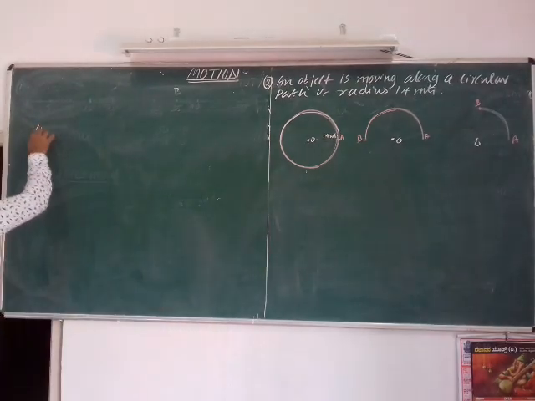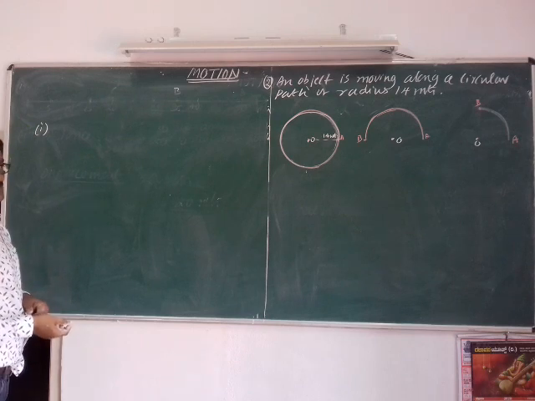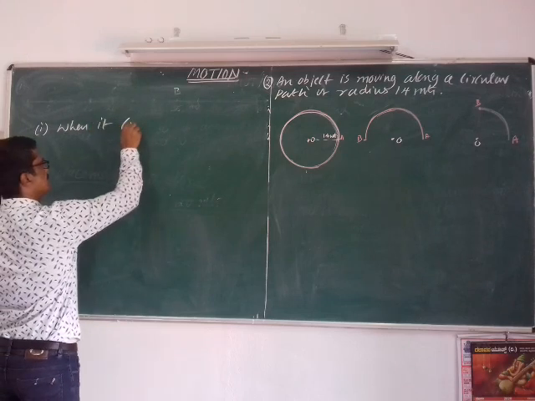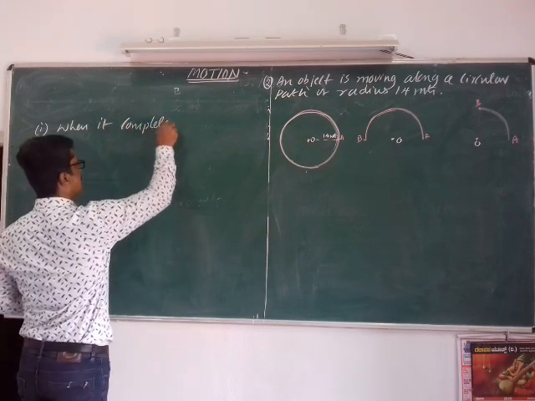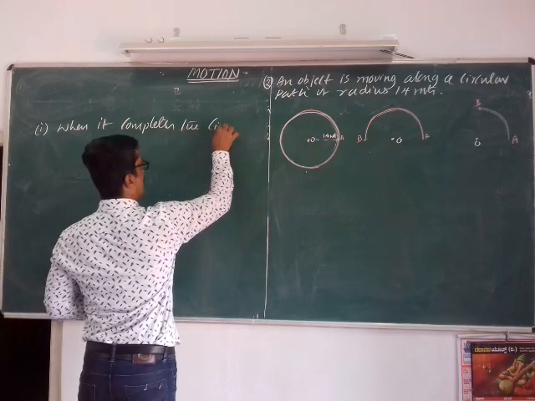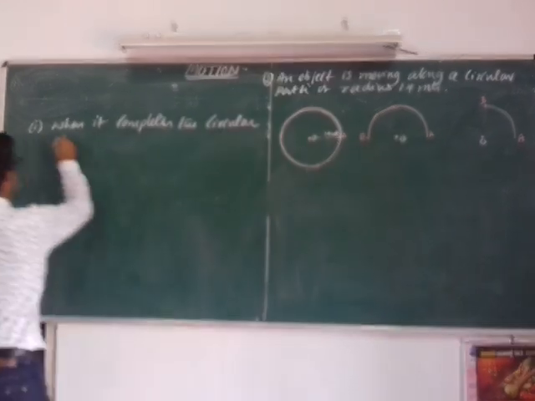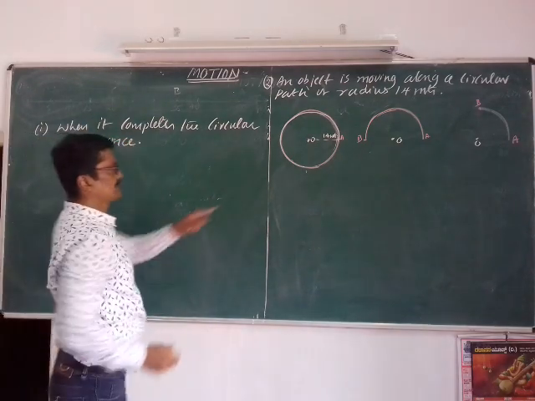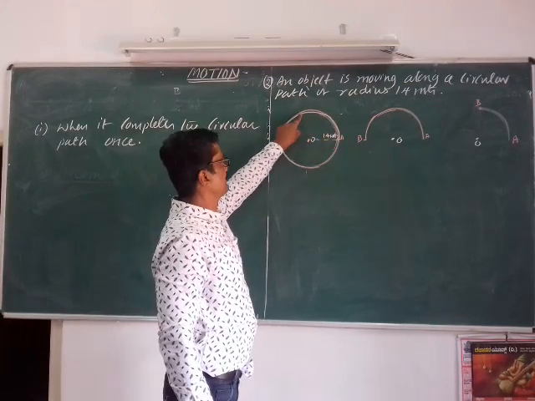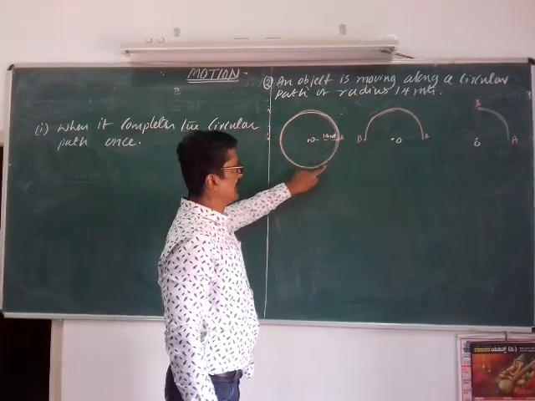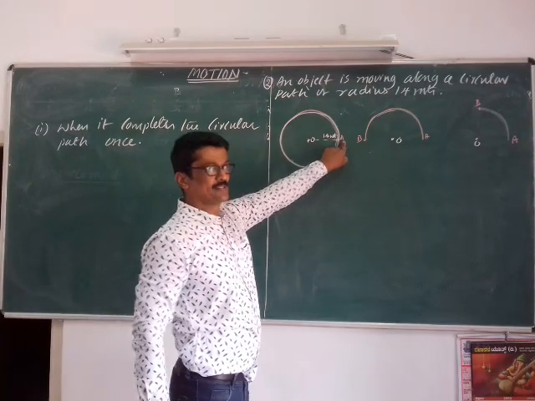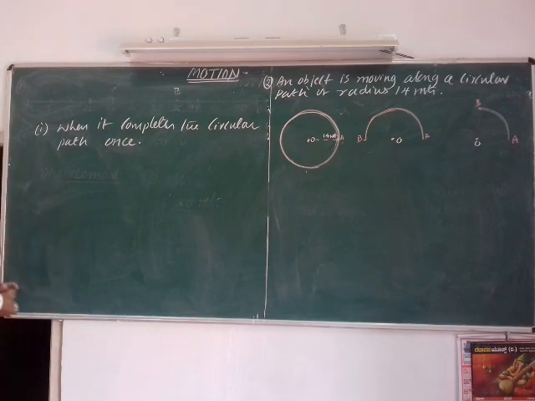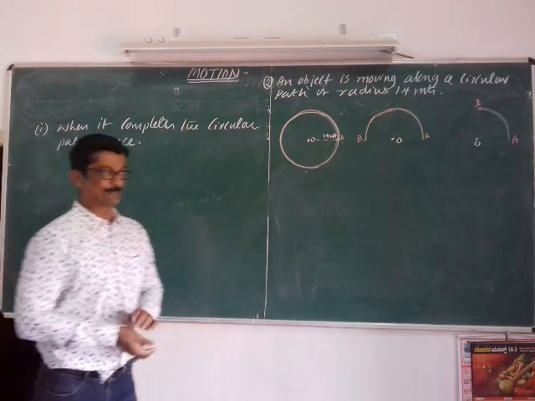Let me consider different cases. First one, when it completes the circular path once. That means it starts from A and it moves along the circular path and it reaches A. So it completes the circular path once. In this case, you have to find out both distance and displacement.